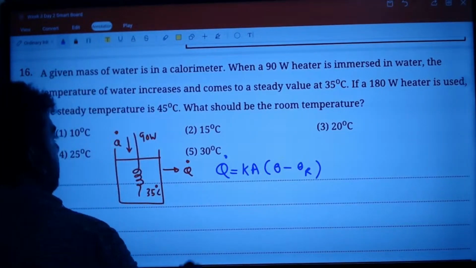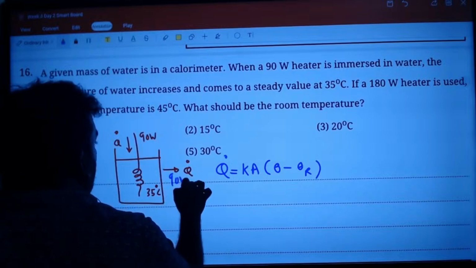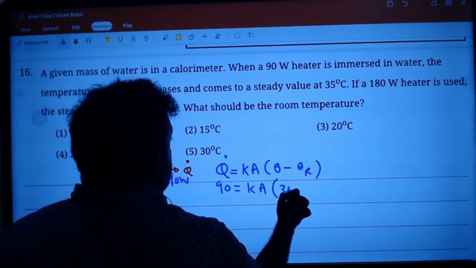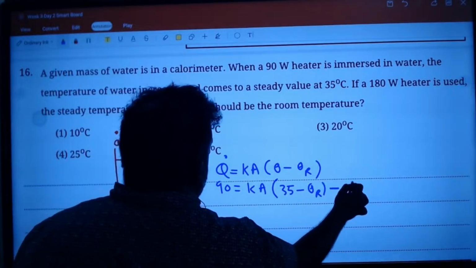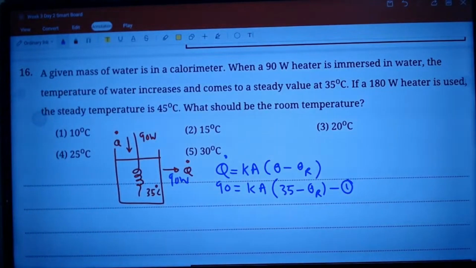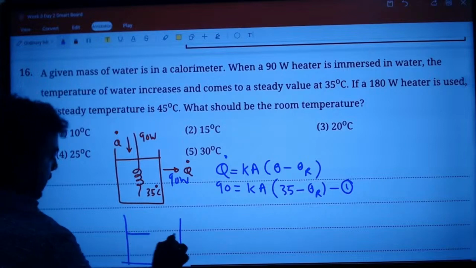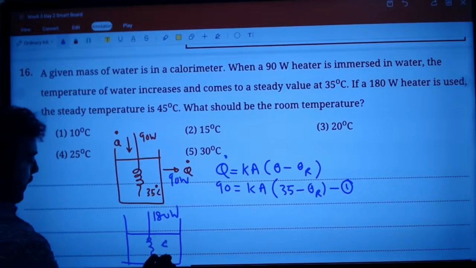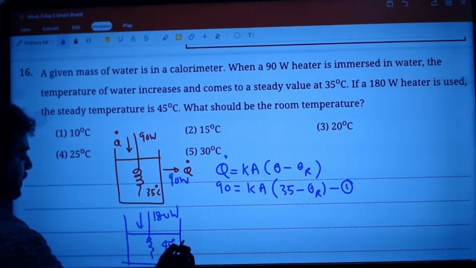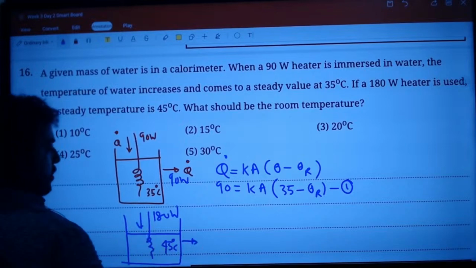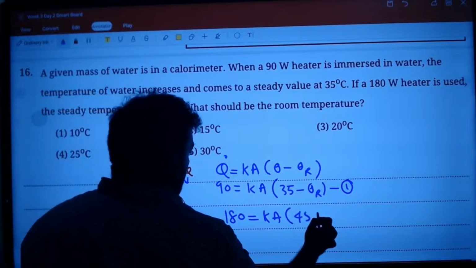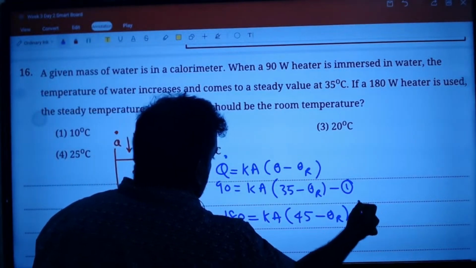So here 90 watt supplied, 90 watt loss. K, same area. Theta is 35, room temperature we don't know, equation number 1. Now your next situation: 180 watt heater. Temperature is constant at 45. Rate at which heat is supplied equals rate at which heat is lost. 180 is equal to K times A times (45 minus theta R), equation 2.